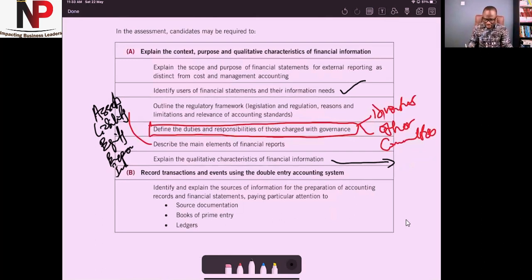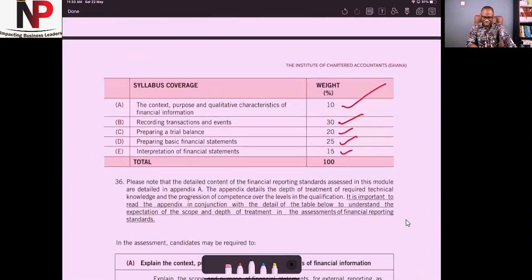Then certainly we'll spend some time to look at the regulatory framework. That is the generally accepted accounting practice, where we look at the various laws and rules that govern the accountancy profession. So the introductory aspect is going to be a bit bunchy. We're going to be discussing a lot of issues there. That is 10% of the syllabus.